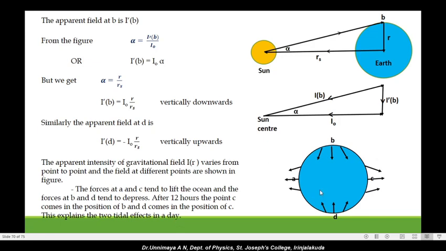So this figure represents the forces at different points on the surface of Earth. The forces at the horizontal points A and C lift the ocean, while the forces at the vertical points B and D depress the ocean. After every 12 hours, the points will change their position. That is, after 12 hours, C will take the position of B and D will take the position of C. So we have 2 tidal effects in a day. Okay.